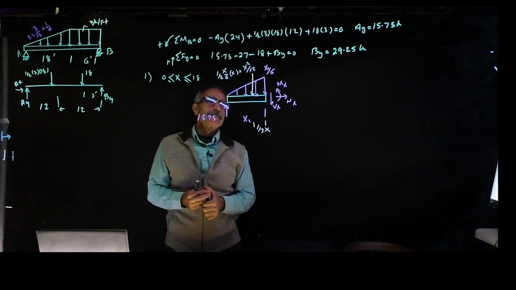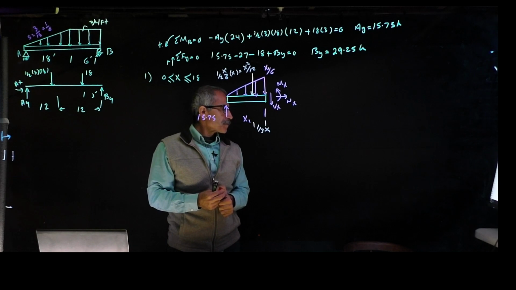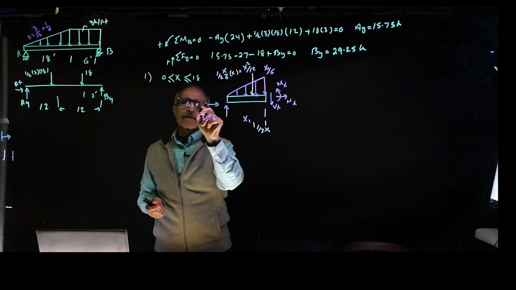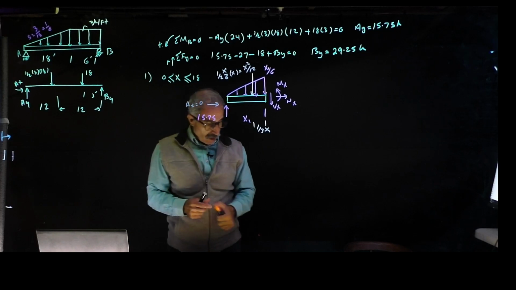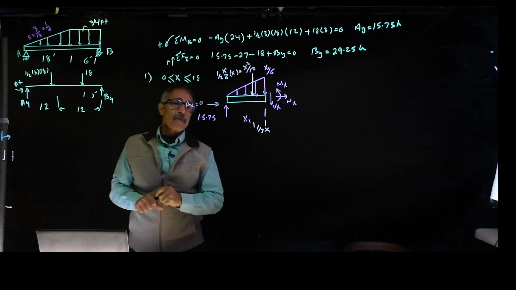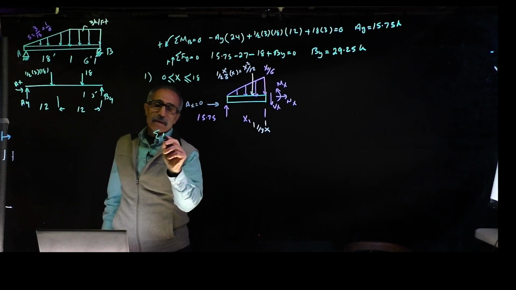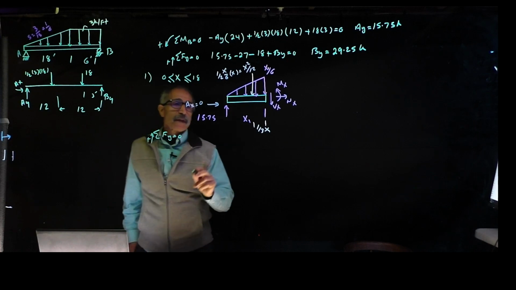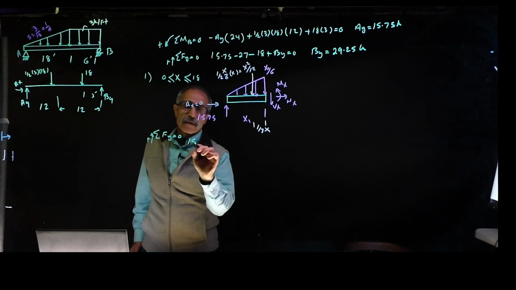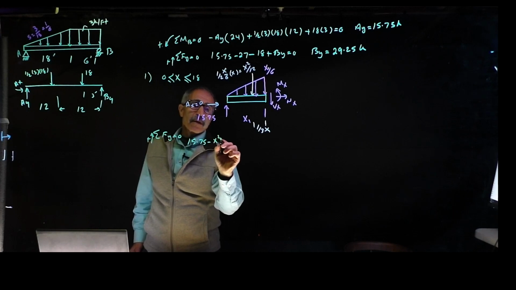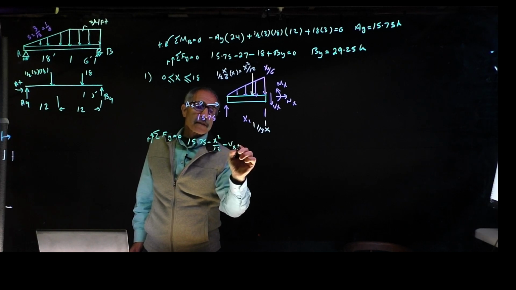We got everything we need. And we said this came out to be Ax equals 0. So now I'll go ahead and do summation of x, summation of y. Let's go summation of Fy equals 0. Going up is positive. I got 15.75, and then I have minus x squared divided by 12, and then I have minus Vy equals 0.